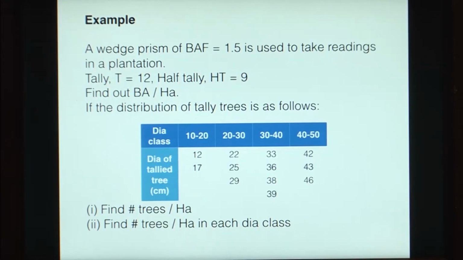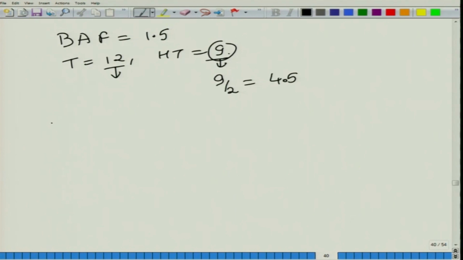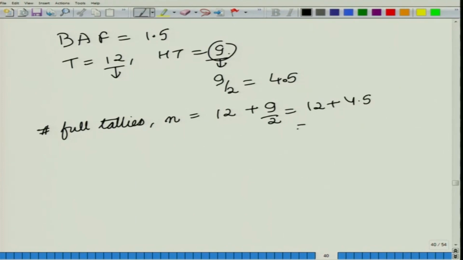So we are given that BAF is equal to 1.5, tally is equal to 12 and half tally is equal to 9. So, tally is the full tally, this is the half tally. So, 9 half tallies will be equal to 9 by 2 full tallies or 4.5 full tallies. So, the number of full tallies that we also call n is equal to the total full tally, that is 12 plus 9 by 2, is 12 plus 4.5, is 16.5.